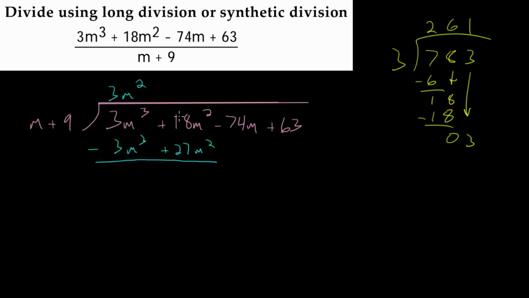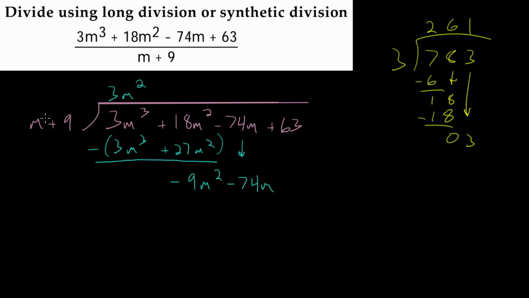And here we have 18m squared minus this entire expression, so we are distributing this negative, meaning we have 18m squared minus 27m squared, which would be minus 9m squared. And then we bring down the next number, this minus 74m, and we repeat the process.